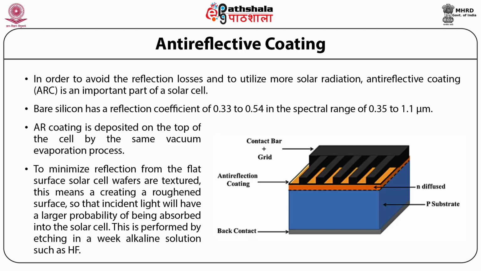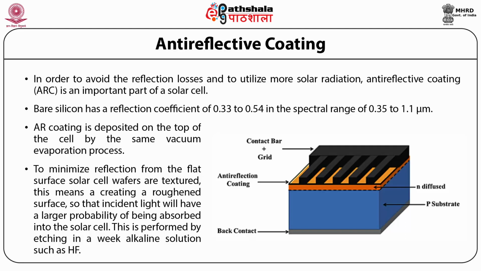These materials are deposited as ARCs on solar cells by the vacuum evaporation process. Other methods of ARC deposition include sputtering, spin-on, spray-on, or screen printing. However, only vacuum evaporation and sputtering give good results. However, these processes are expensive.